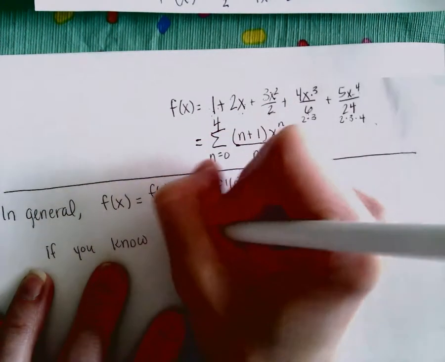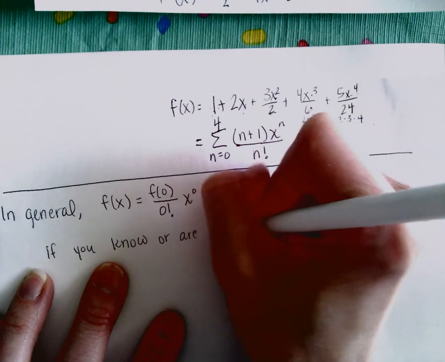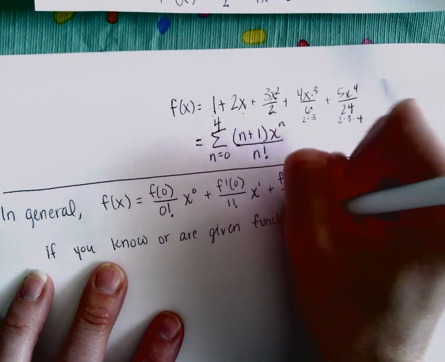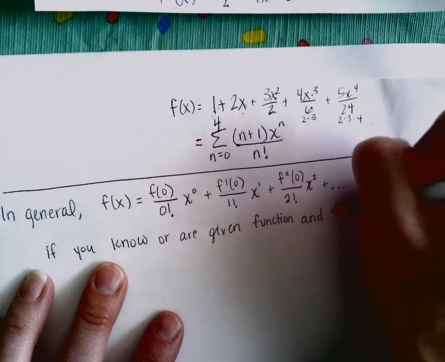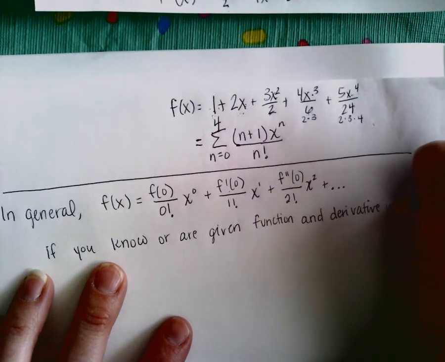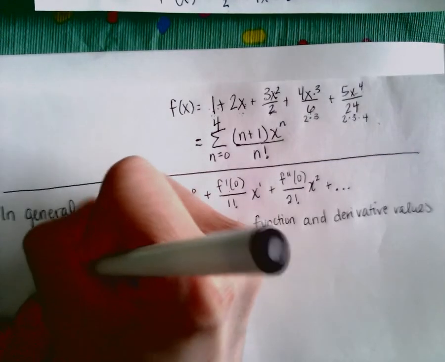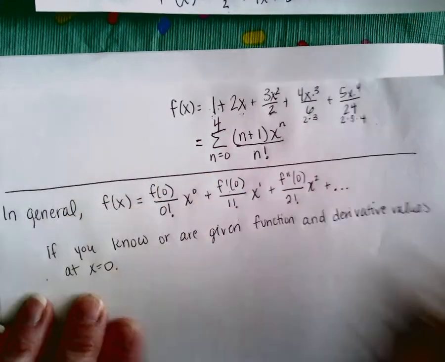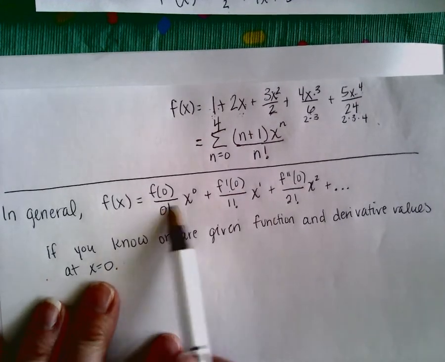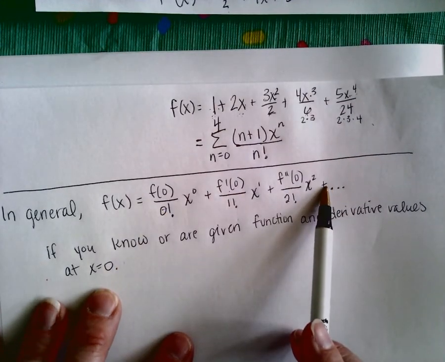or are given function and derivative values at x equals 0. So anytime you're given function and derivative values at x equals 0, you can construct a polynomial of this format that meets those criteria.